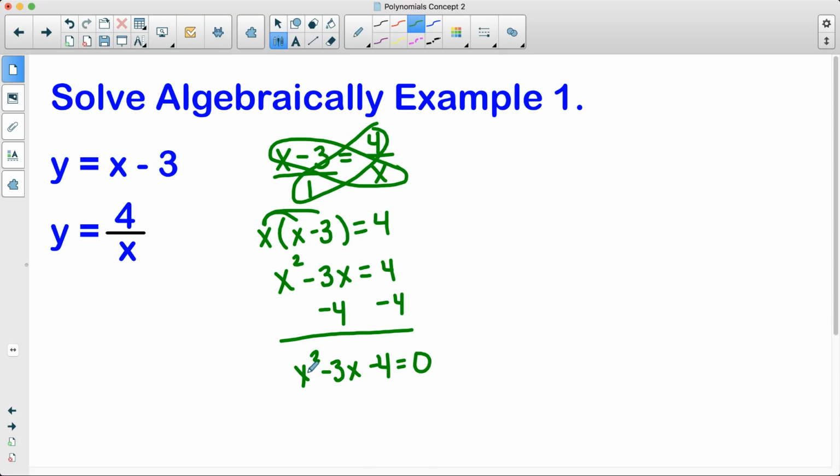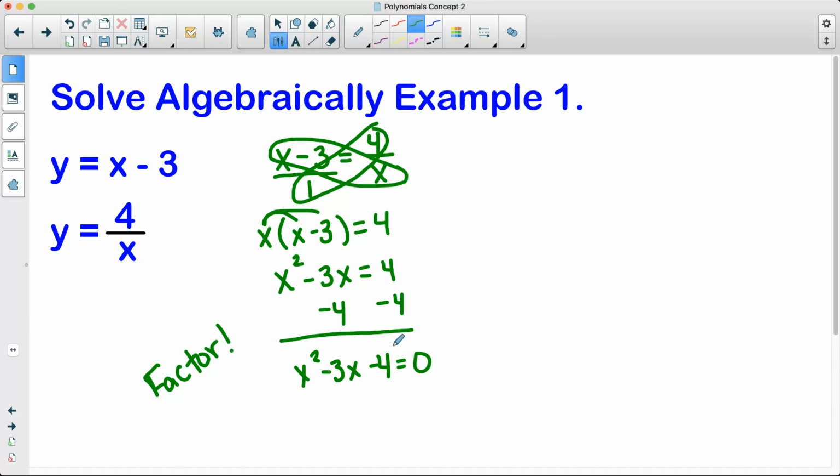So what we're trying to do here is first solve for x. Our ultimate goal is to find where these two equations intersect one another, and those are our solutions. So to get x, you know how to do this. We've done this before. We're going to factor.